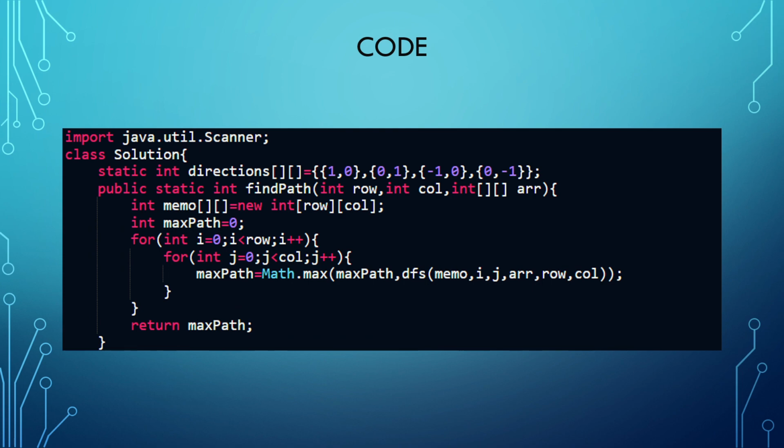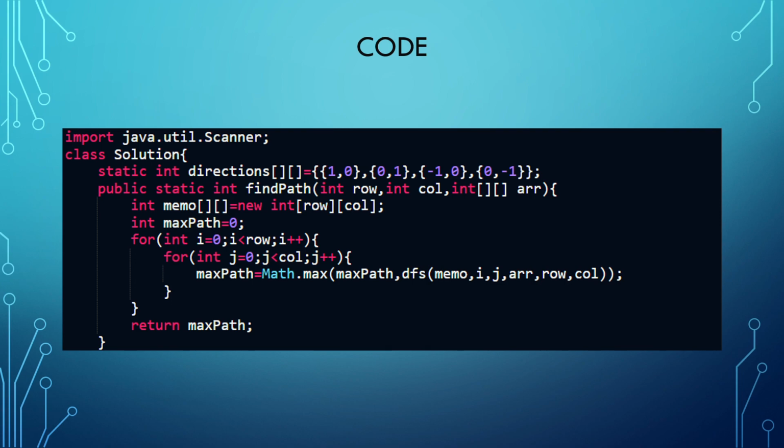Before that, we have a static integer array, which is directions. As said, we can move in 4 possible directions, which are up, down, left as well as right. So we are initializing it through the directions array. We have 1, 0, 0, 1, minus 1, 0 and 0, minus 1 in order to indicate the 4 possible directions. And after that, we have the find path method, which is a static method. It takes as input the total number of rows, total number of columns and the actual grid, and it returns the maximum path found in the grid.